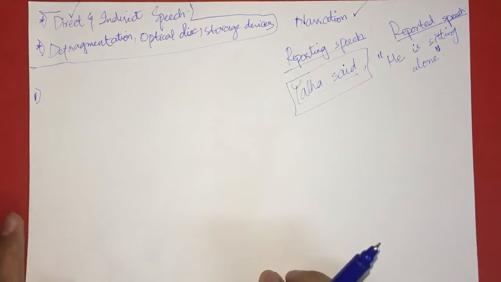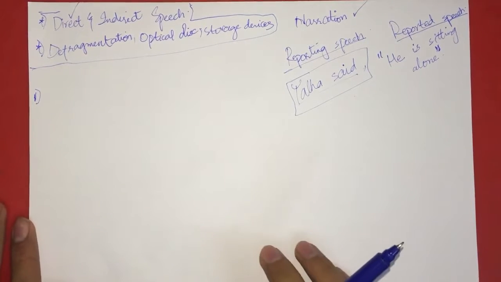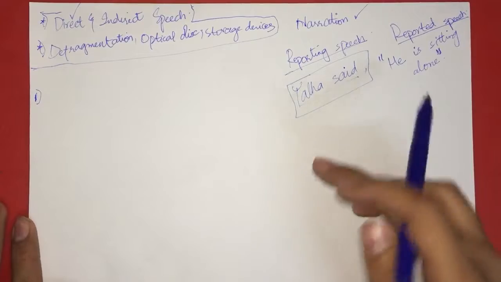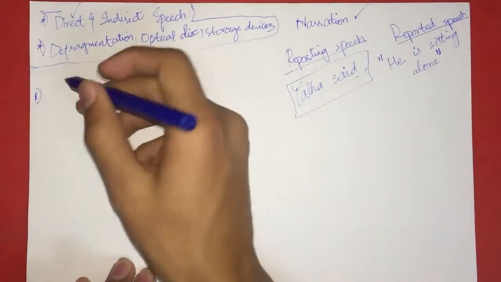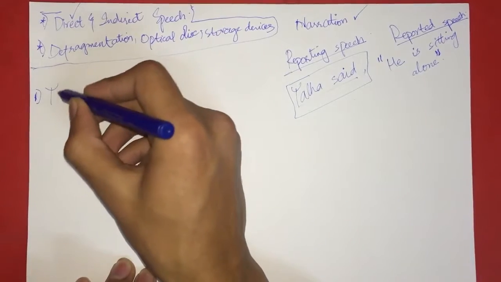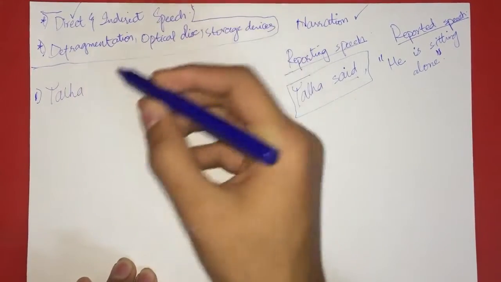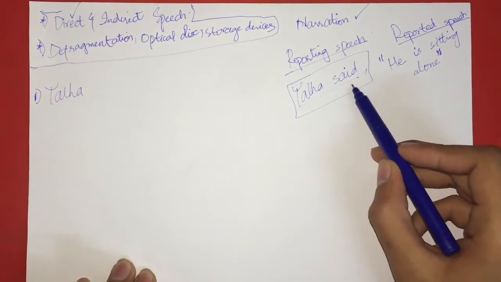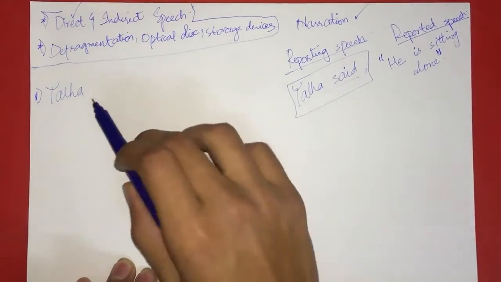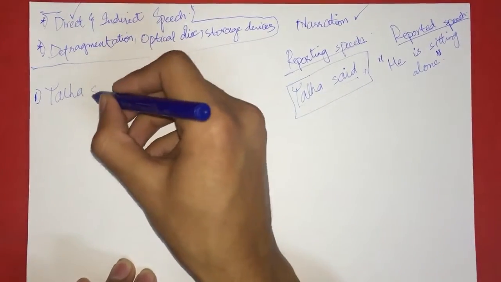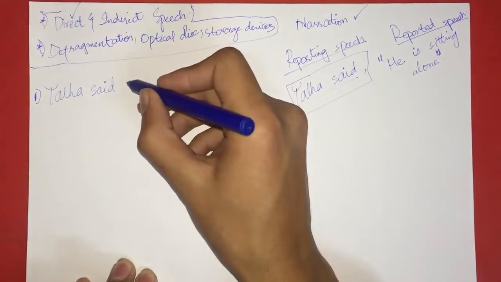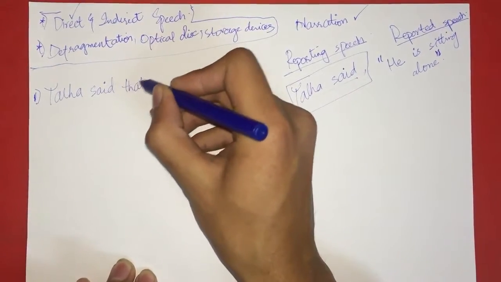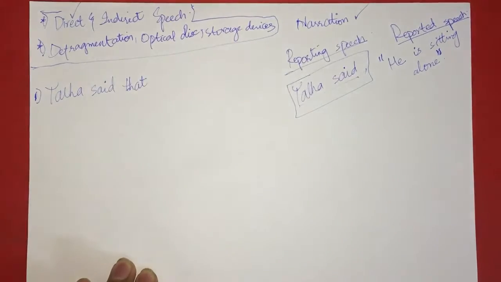Now, what is an indirect speech? Indirect speech is when you write this sentence I've just written in your own words. So you can also write this sentence like this: Talha told, or Talha said is also okay in this case. And you also have to use that as a pronoun.